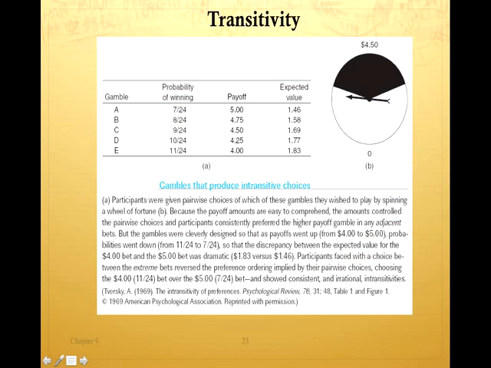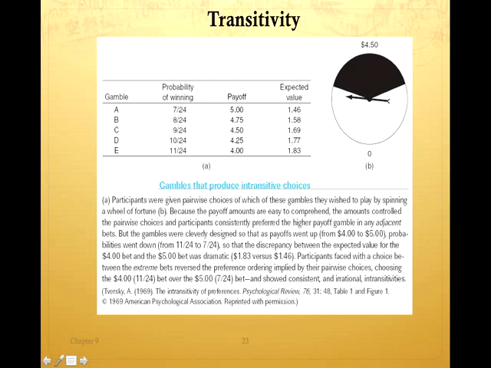Here's an example. What they do is give you this little spinny wheel, and you get either $4.50 in the black area or $0 in the white area. And the gambles here, A, B, C, D, E, are how big the black area is. But the larger the black area, the less it pays off. So they've calculated the expected value by the probability of winning times the payoff.